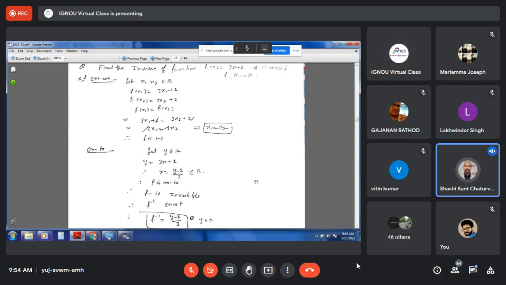How will f inverse exist, sir? If a function is both 1-1 and onto, then the conclusion is its inverse exists.